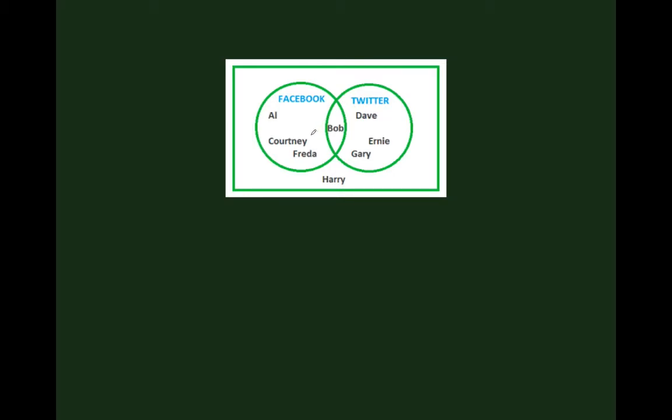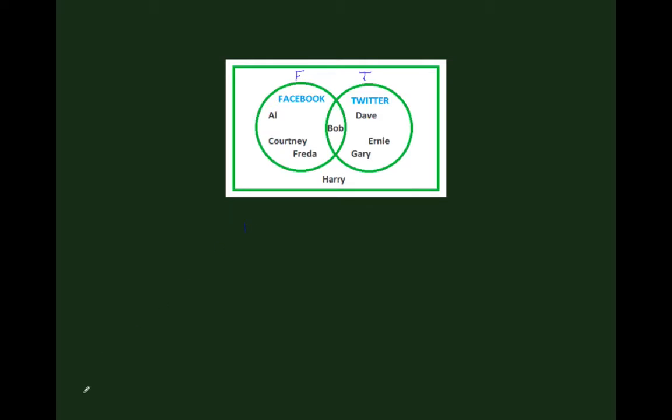For shorthand notation, I'm just going to label the Facebook set with an F and the Twitter set with a T. So we have set F, which is all the people who use Facebook, and set T, which is all the people who use Twitter, and then we have our universal set, which is indicated by this box. And we can talk about some of the symbols that the book has.